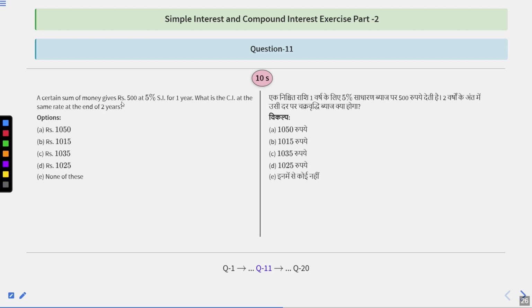A certain sum of money gives rupees 500 at 5% simple interest for 1 year. What is the compound interest at the same rate at the end of 2 years? You have 5 options and 10 seconds to analyze the question. Your time starts now.